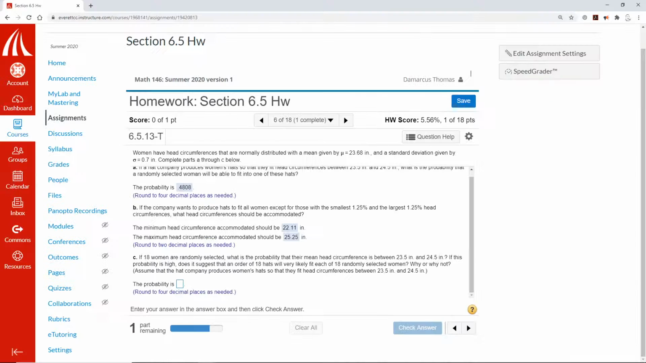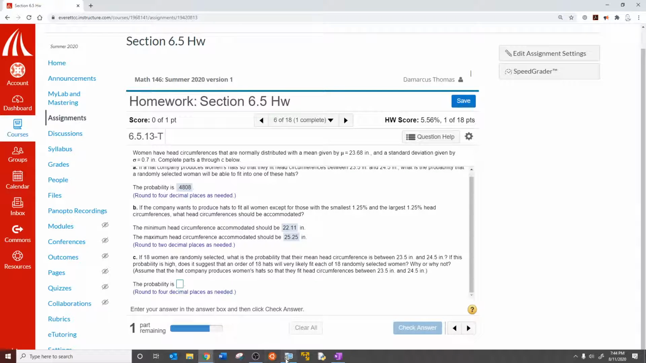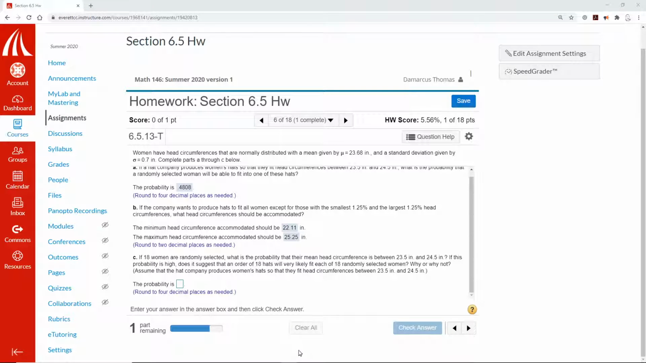let's go to the problem. If 18 women are randomly selected, what is the probability that their mean head circumference is between 23.5 and 24.5? If this probability is high, does it suggest that an order of 18 hats will very likely fit each of 18 randomly selected women? So basically, you're just interpreting the answer that you get. So what I need to do is, it's the same lower bound and upper bound as before.